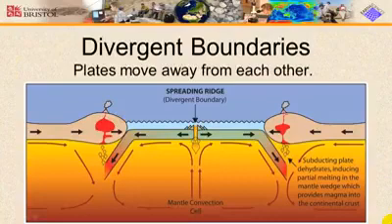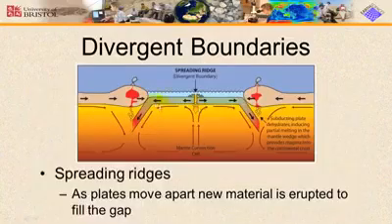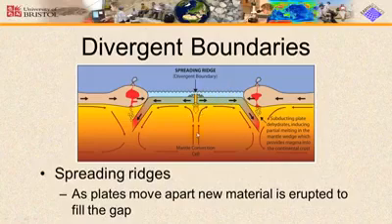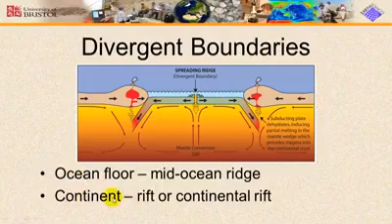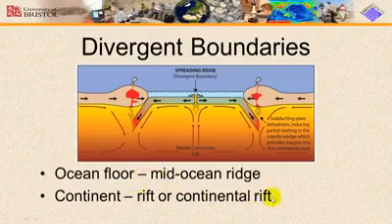Divergent boundaries are plates that are moving away from each other, and they can either be oceanic plates, like the one shown here, or you can have a divergent boundary with continental plates. At a divergent boundary, as the plates pull apart, hot molten material, magma, rises up to the surface, causing volcanic activity. When a divergent boundary is on the ocean floor, a mid-ocean ridge is formed. That's the Earth feature that we can see. When a divergent boundary is on a continent, a rift or a continental rift is formed. And again, that's the Earth feature that we see.